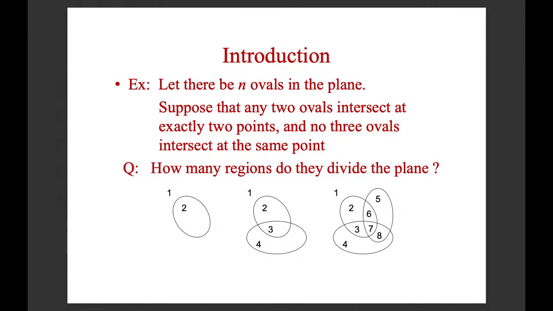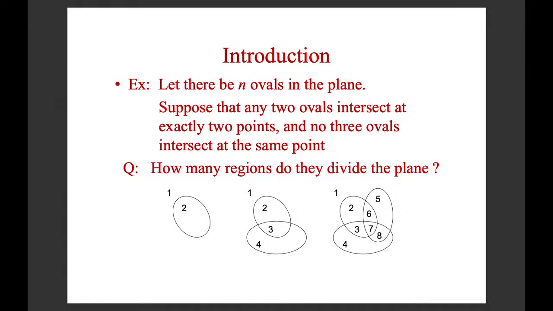So here we have a problem. We have n ovals in the plane. The ovals may have different shapes and different sizes, but we have one restriction. We require that any two ovals must intersect at exactly 2 points. They must intersect, not just touch, and any three of them do not intersect at the same point. So all the intersections between any two ovals have to be distinct.